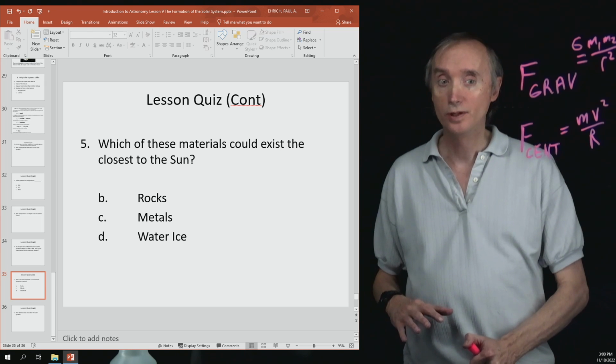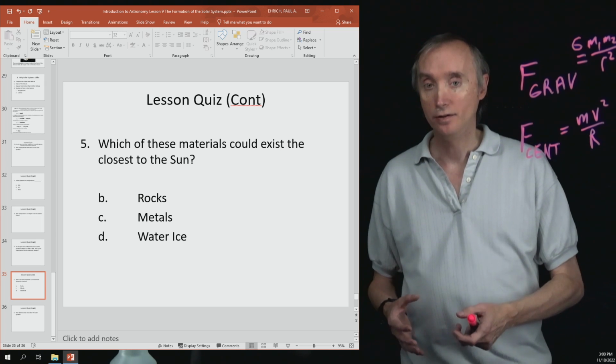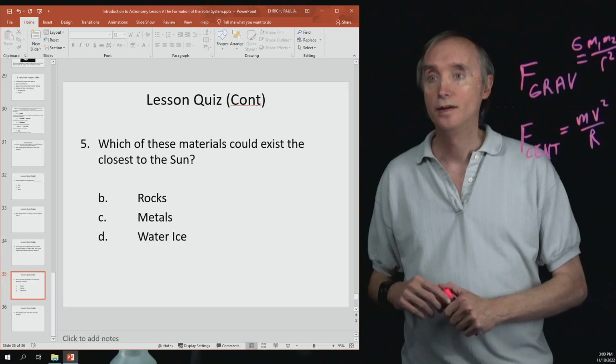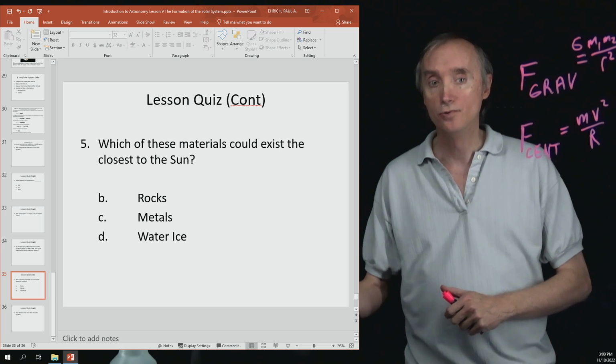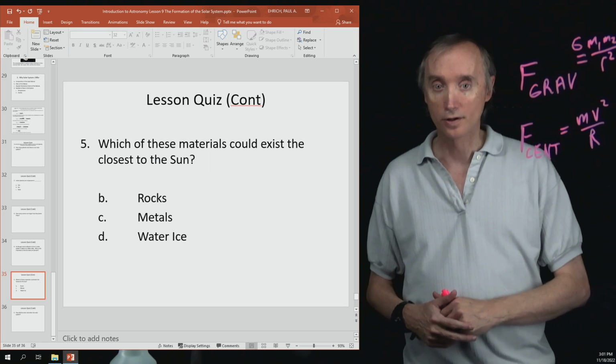And later, when we talk about Mercury, Mercury has a very large iron core. That is because it was the one that was the closest to the sun, and so the metal could survive the longest.